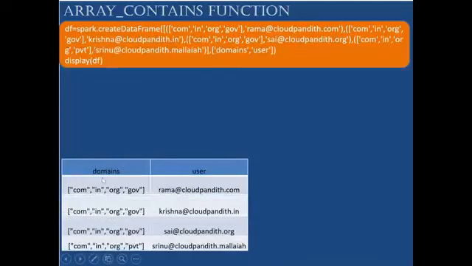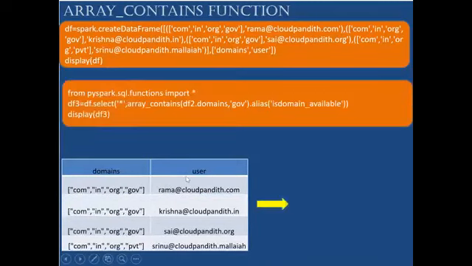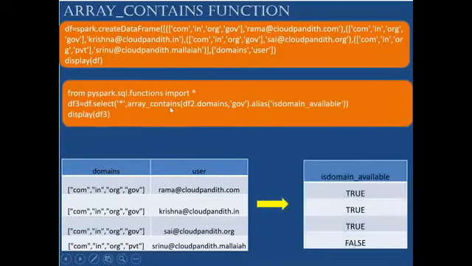More, array underscore contains. Now you can see this is the domain and this is the user. So when you say array underscore contains, I'm checking whether gov is a value available in the domains or not. So true, true, true, false. Because you see a GOV is there, GOV is there, GOV is there. Here there is no GOV. Clear to all of you?